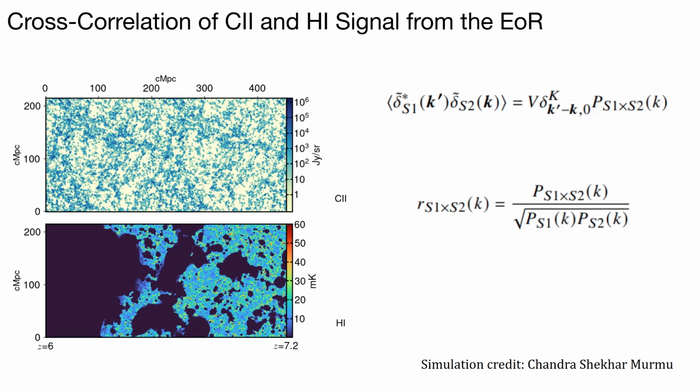If it is -1, that means these two signals at that particular k mode are perfectly anti-correlated. If it is +1, then they are perfectly correlated. If it is 0, then they are perfectly uncorrelated. Correct? So that would be the way of interpreting the cross power spectrum.